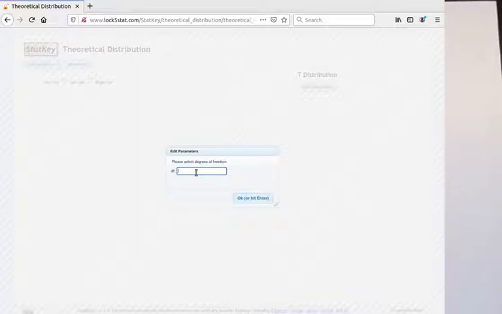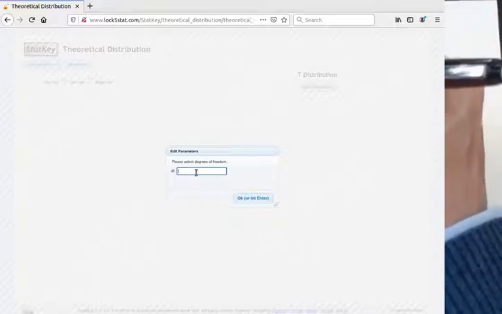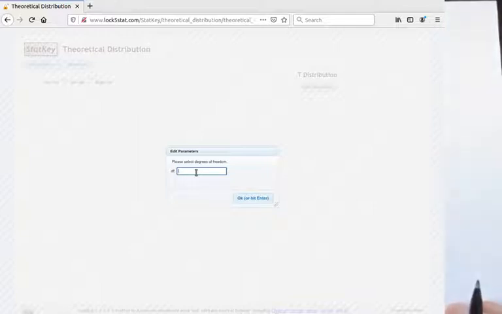So you look at not 15 but 14 and not 12 but 11. Take the smaller of those two. So you look at degrees of freedom equals 11, because I took the 15 minus 1 and the 12 minus 1, and the smaller of those two is 11. So here I go, type in an 11.